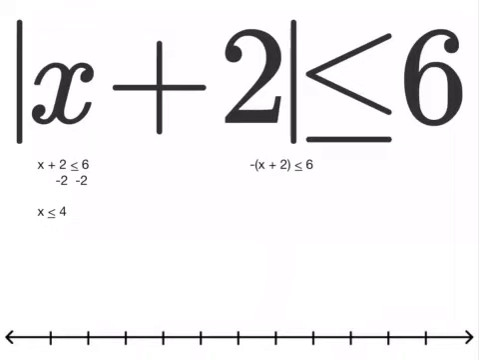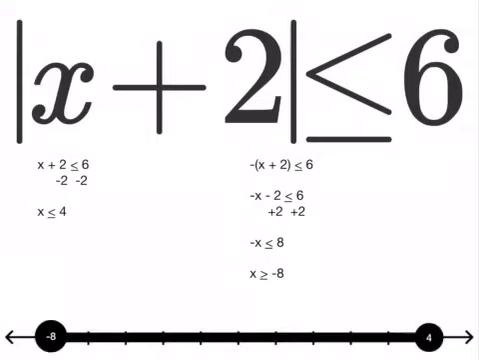Now on the other side, I would go negative x plus 2 is less than or equal to 6, meaning negative x minus 2 is less than or equal to 6. Add 2. Negative x is less than or equal to 8, but because I'm going to now have to divide by a negative 1, that's going to change our sign to where x is now greater than or equal to negative 8. At that point, we would graph our points. Our highest point was a 4, our lowest point was a negative 8, and they would meet in the middle because it said that x was greater than or equal to negative 8, but less than or equal to 4.